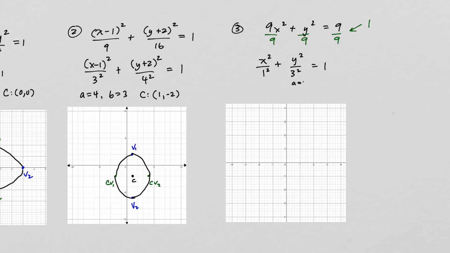So for this problem, we have a equals 3, b equals 1. This is an ellipse. Center is at the origin. Since 1 is the number below the x, we're going to go 1 unit to the right and 1 unit to the left. And since 3 is the number below the y, we're going to go 3 units up and 3 units down. And then we simply connect the dots. So graphing an ellipse is pretty straightforward, simple stuff.